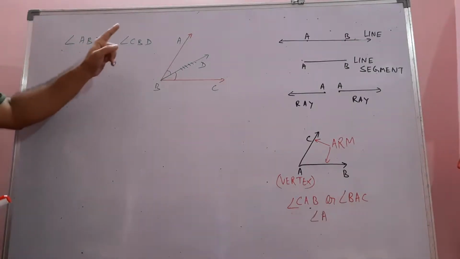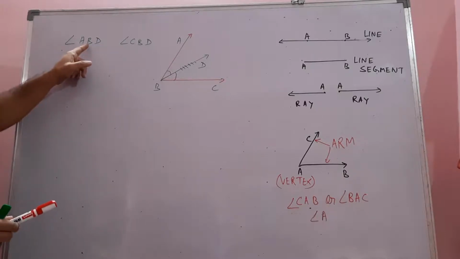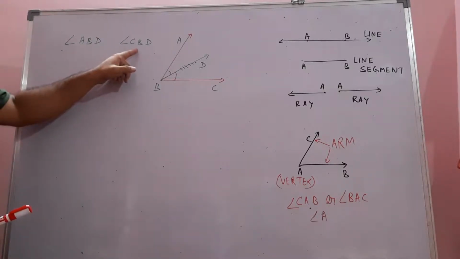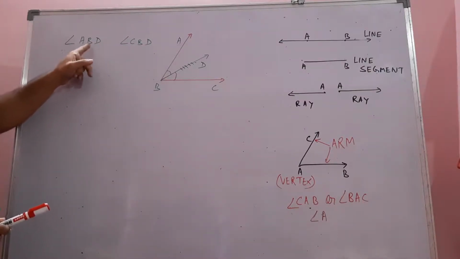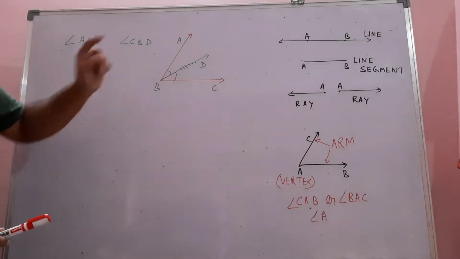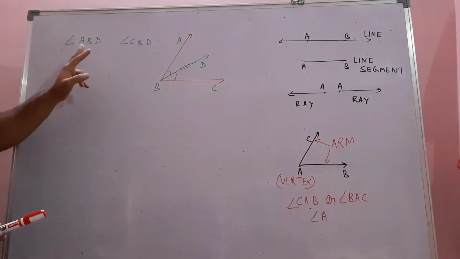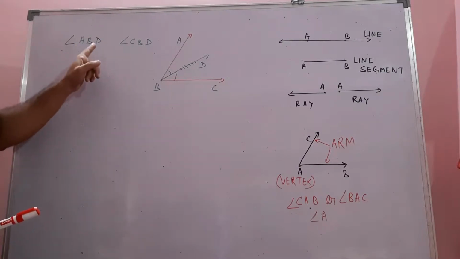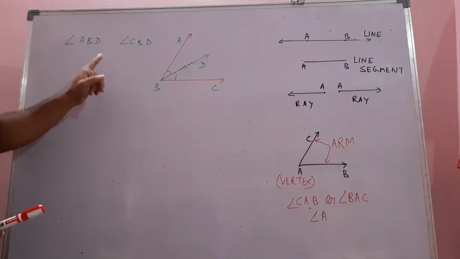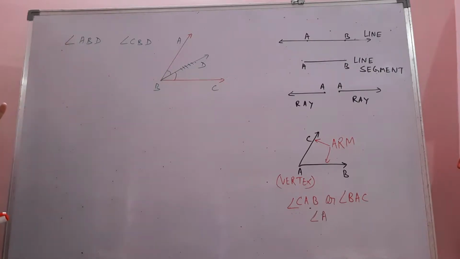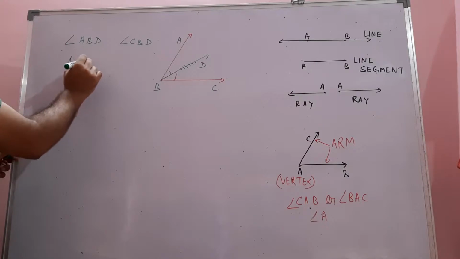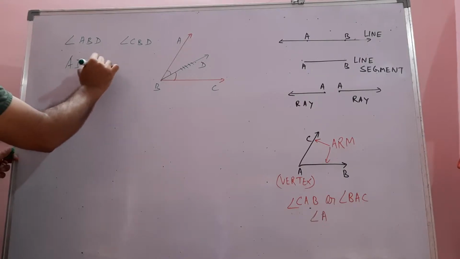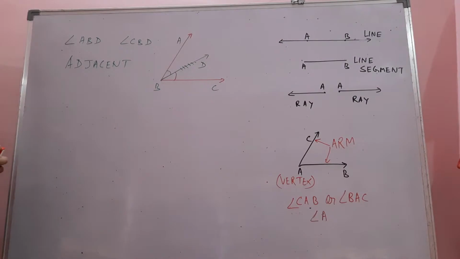When two letters are the same in their names, then out of those, the middle letter is the vertex. That means they have a common vertex, and the other letter combining with the middle letter says that they have one common arm. From the name we come to know, as there are two common letters, and one of them is the middle letter, that they have a common arm and common vertex. So this type of angle is called an adjacent angle.